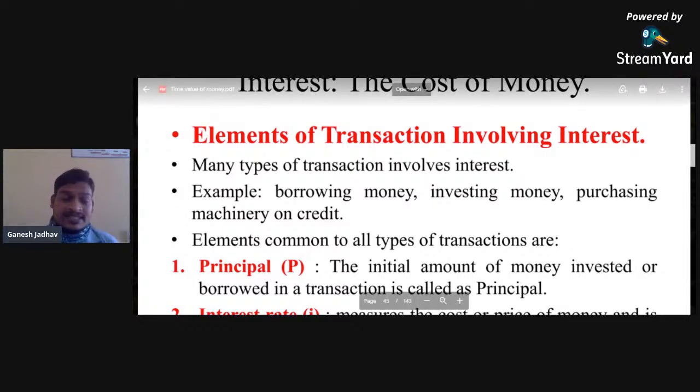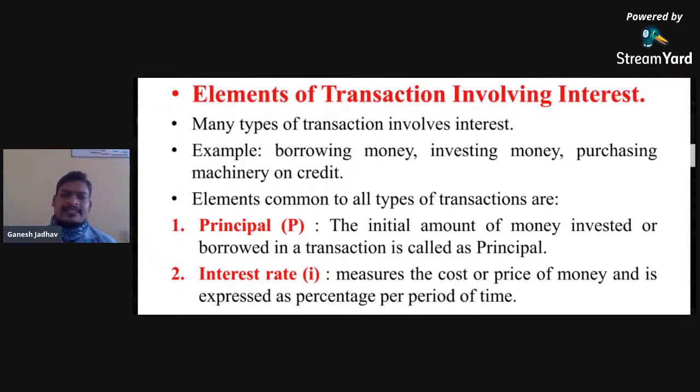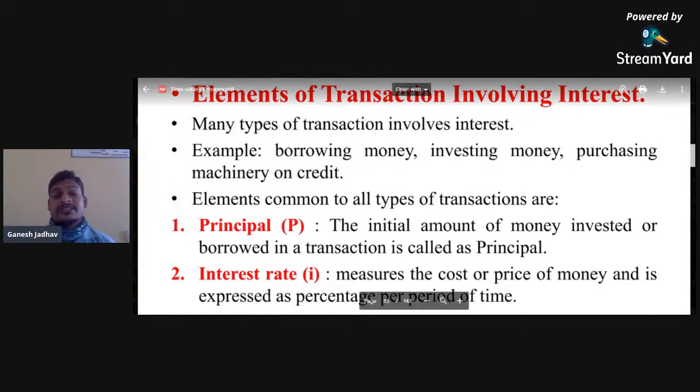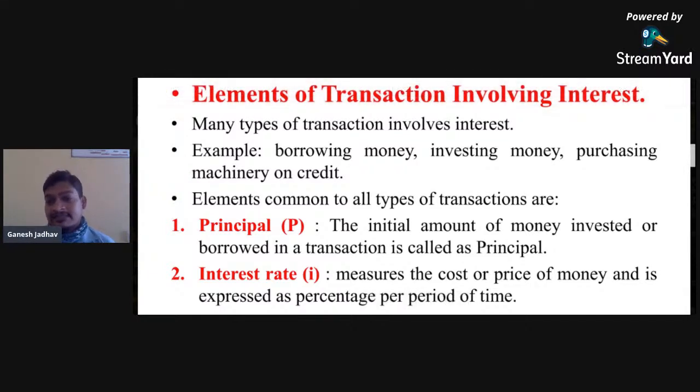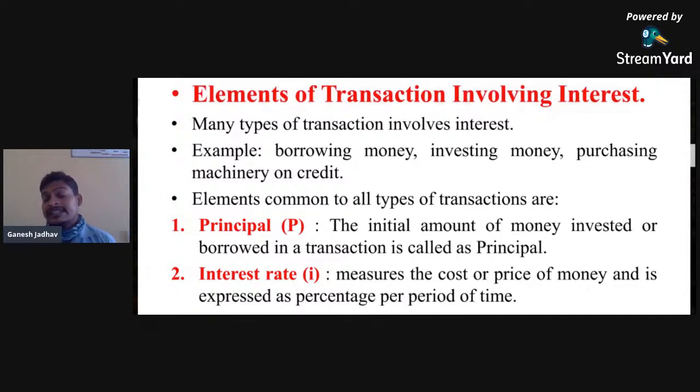Which are the elements? The basic one is the principal. In Marathi, we say that this is the mudal. The initial amount of money invested or borrowed in a transaction is called the principal. So this is the primary or initial amount of the money invested or borrowed in a transaction. Then the second one.